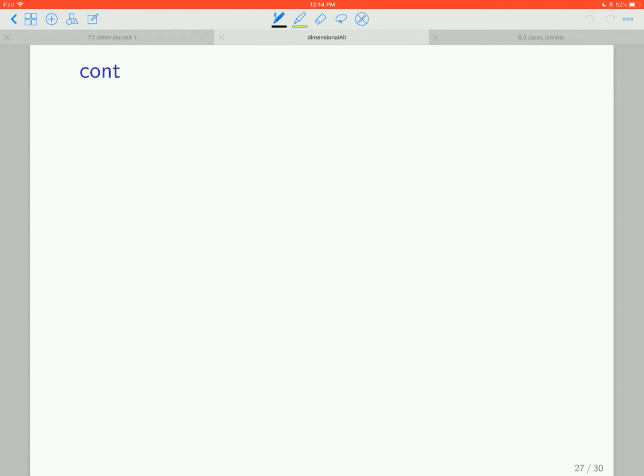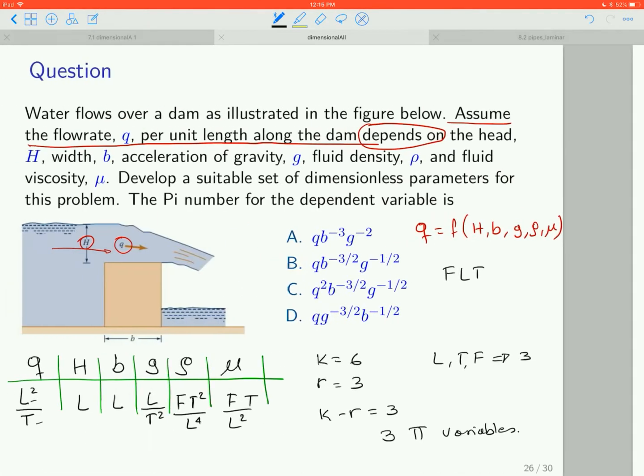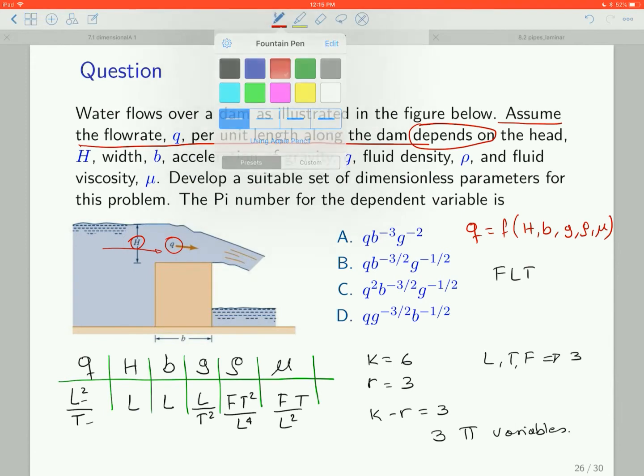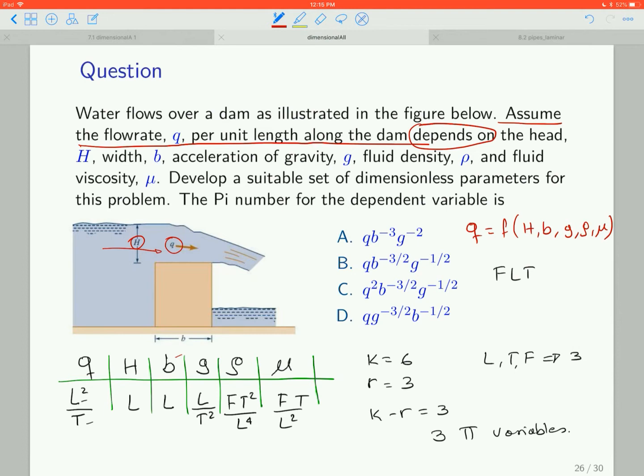We have to select our repeating variables. So let's go back for a second here. What could be the repeating variables? So we need 3 very different variables. If we look at H and B, they are both more or less the same, so we could take just one of these. If we take B, it is going to be okay. And we can take another one with only T, and another one with F. So this one also has only L and T, doesn't have the force, so that's a good one.